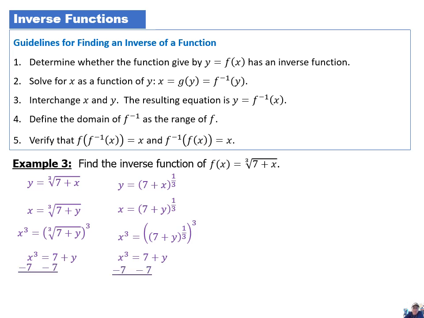Then subtract 7 from both sides. We get x cubed minus 7 equals y. Doesn't matter which one we work with. And so our inverse is f inverse of x equals x cubed minus 7.